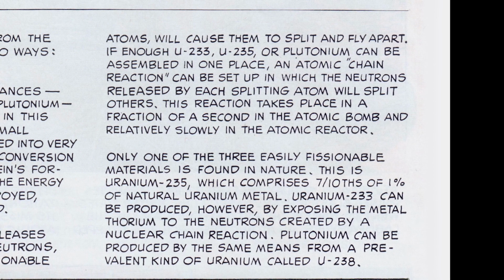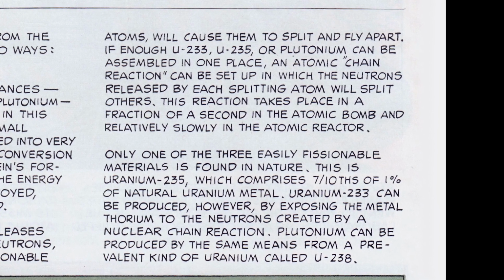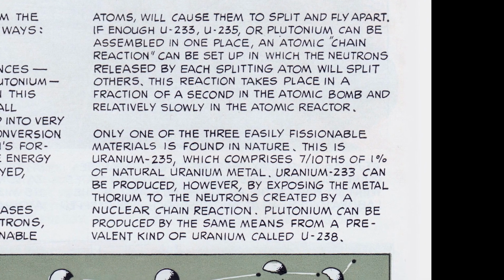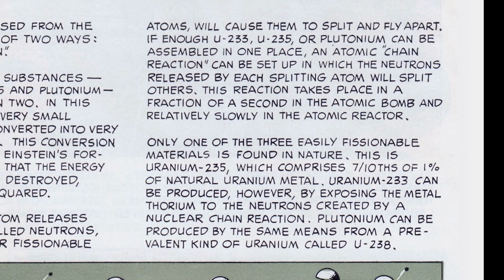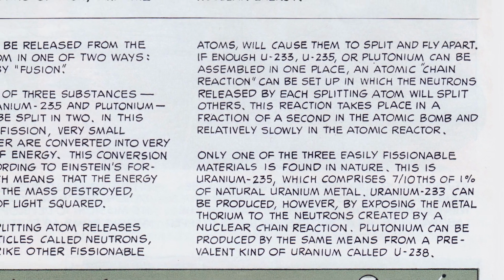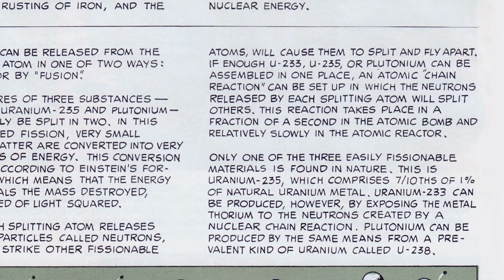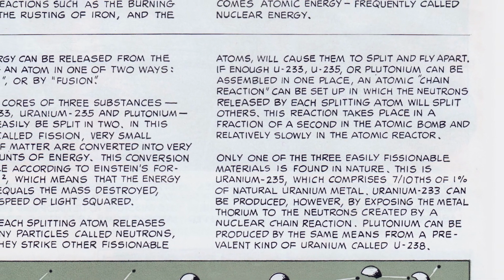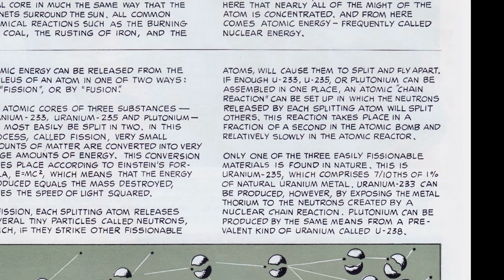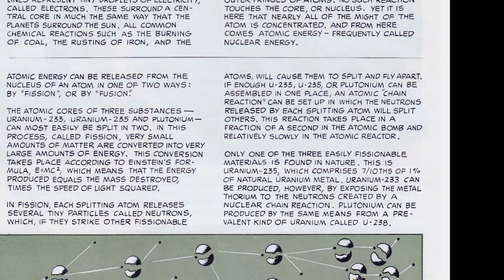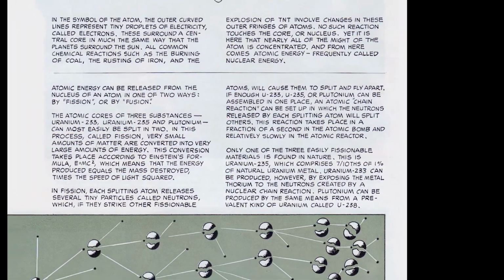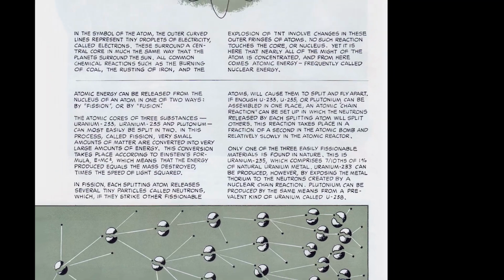If enough U-233, U-235, or plutonium can be assembled in one place, an atomic chain reaction can be set up, in which the neutrons released by each splitting atom will split others. This reaction takes place in a fraction of a second in the atomic bomb, and relatively slowly in the atomic reactor. Only one of the three easily fissionable materials is found in nature.